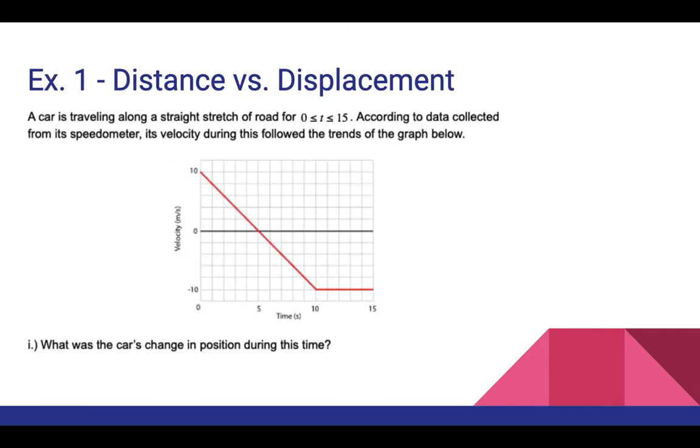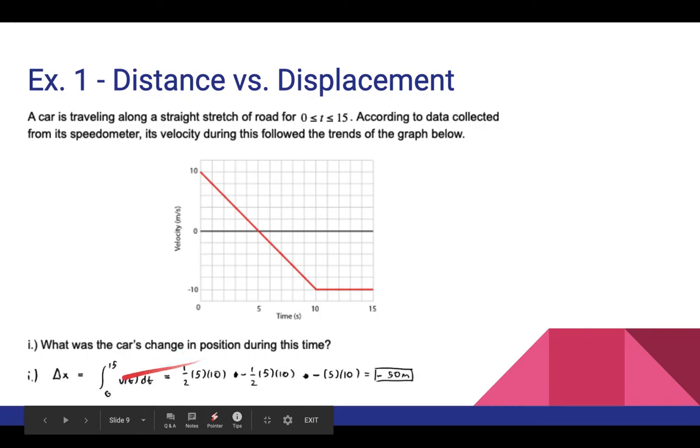So to give us a real clear example of distance versus displacement, okay? Let's suppose that we have a car that's traveling along a straight stretch of road from time t equals 0 to time t equals 15. According to data collected from its speedometer, its velocity during this followed the trends of the graph below. Okay, for part I, we can ask what is the car's change in position during this time? Okay, so the car's change in position right here refers to displacement.